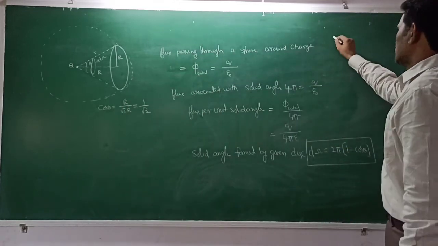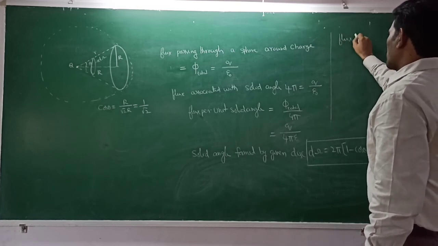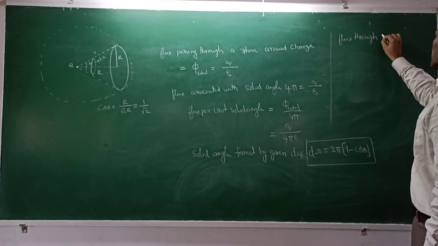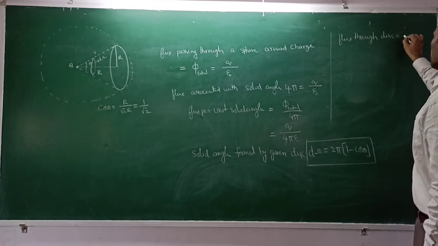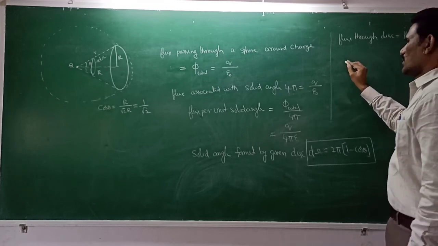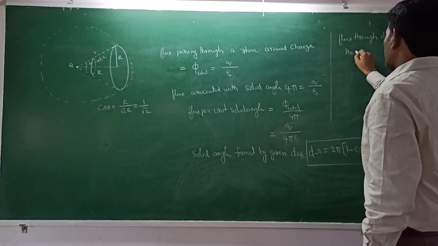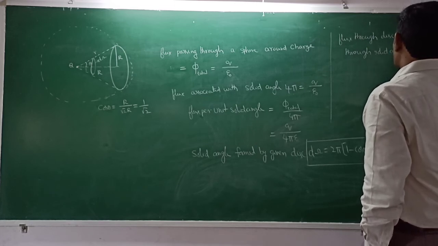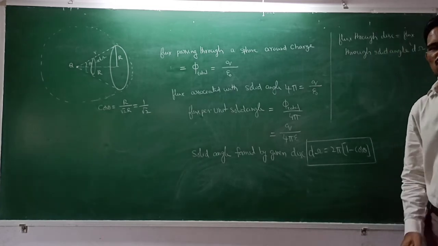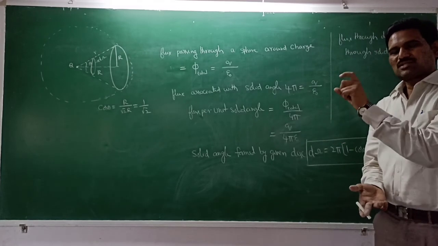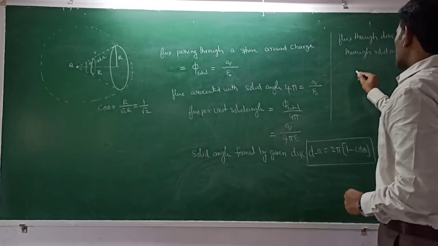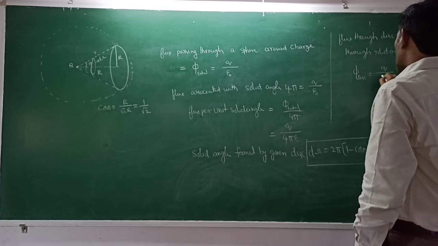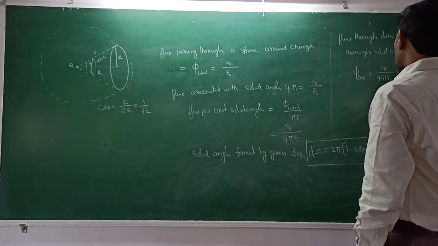And so now, the flux through the disk is equal to the flux through the solid angle d omega. Got it? We need to calculate the flux through the disk, and that is nothing but equal to the flux through the solid angle. So I can write the flux through the disk as the flux per unit solid angle, Q by 4 pi epsilon naught, into d omega.